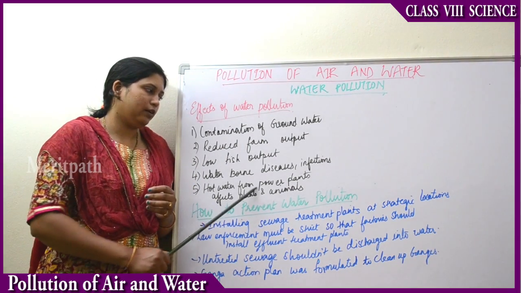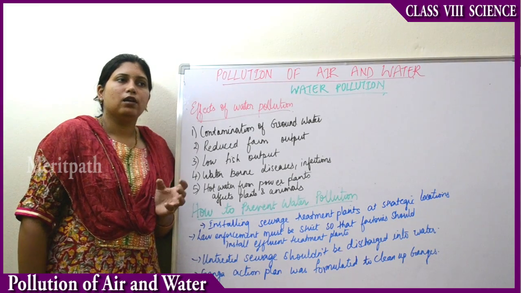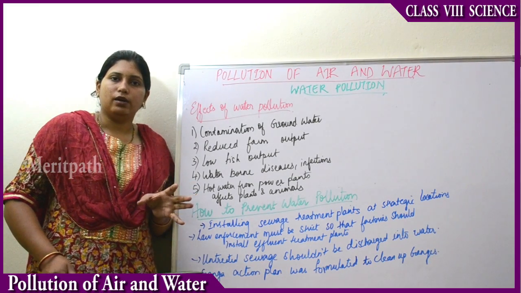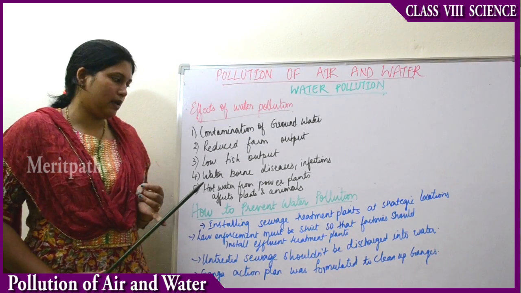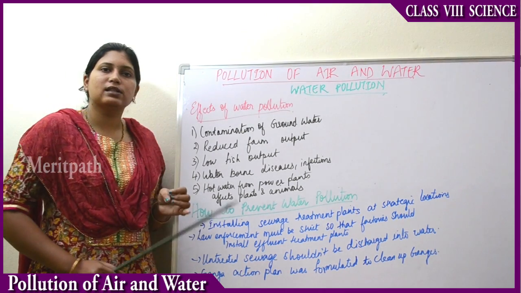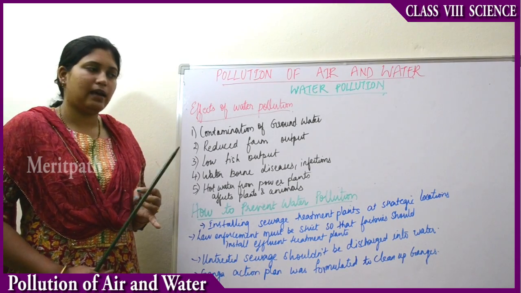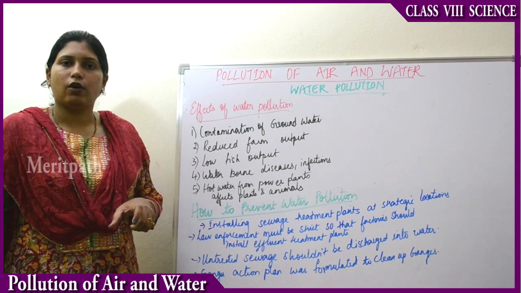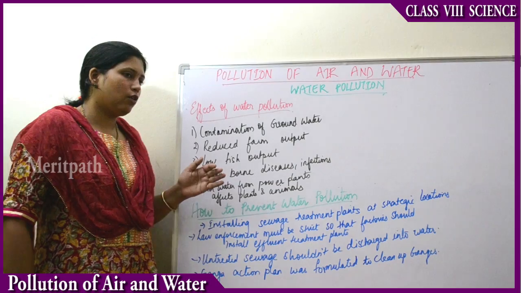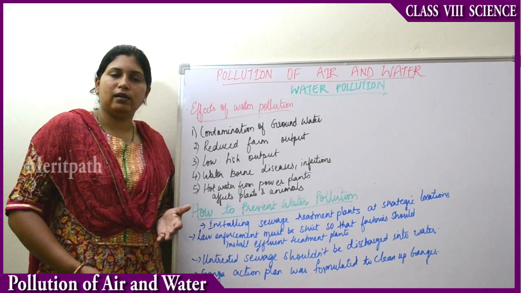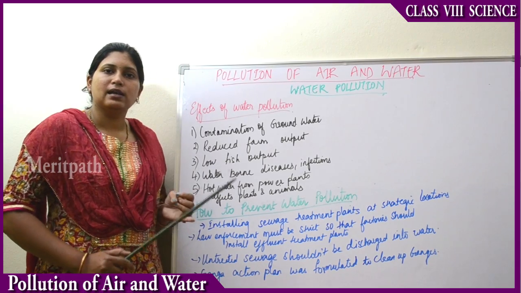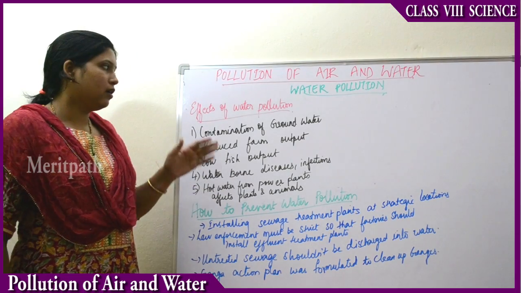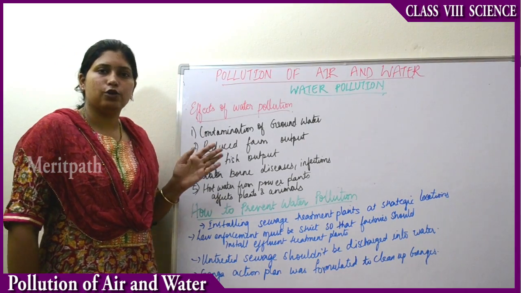Next is hot water from the power plants. If there are any power plants around, then what happens? Hot water will be discharged into the river bodies and then it affects the lives of the plants and animals living in that water body. This hot water increases the temperature, right? So that is how the life of the organisms, aquatic plants and animals, will be affected. These are the effects of water pollution.